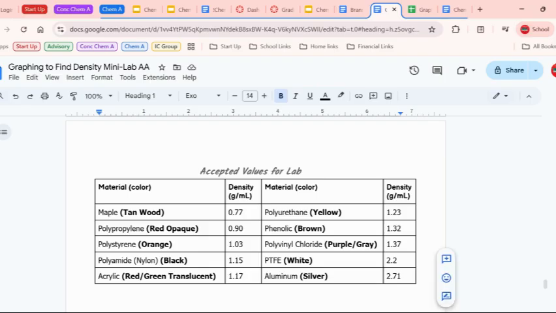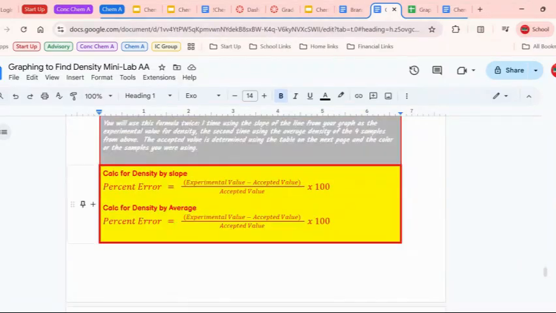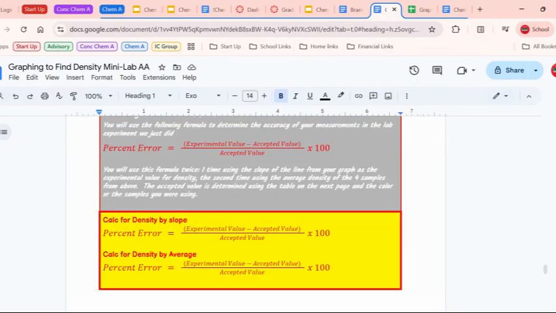Now you do have one more thing to do, and that is this calculation right here to say how well you did your lab. To do this, ladies and gentlemen, you are going to actually click into these formulas and take out these words and replace them with numbers, and then tell me equals a certain percentage. Okay? So for both of these, you are going to do equals a certain percentage.